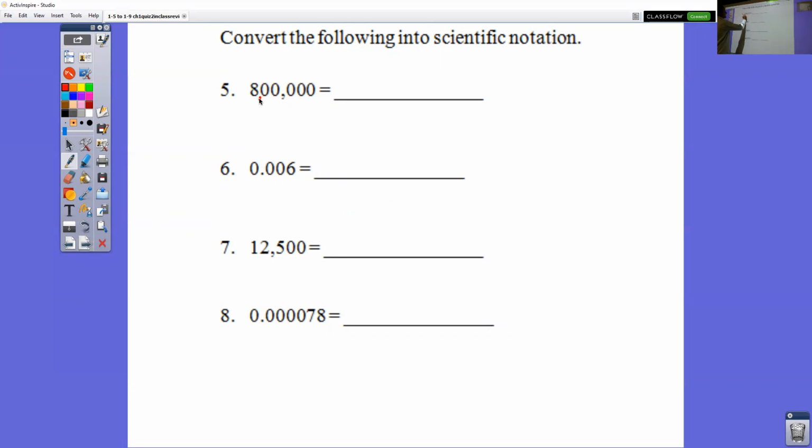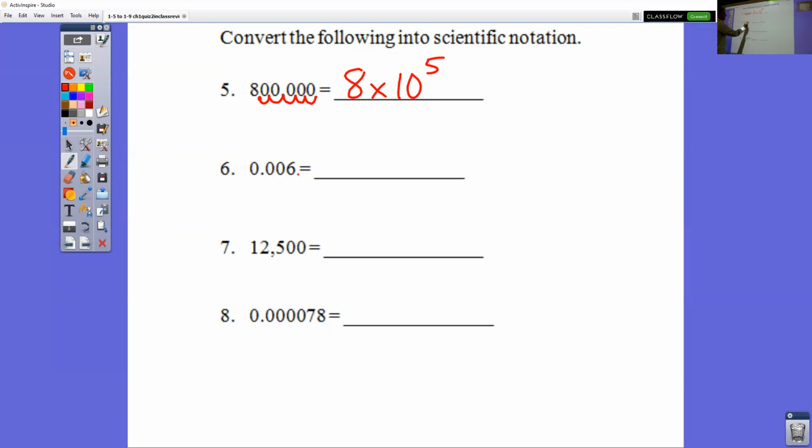So in question number 5, you're going to put a decimal point after the 8, write that number down in front of the times 10, and now you're going to count 1, 2, 3, 4, 5 places to get to the end. So we have times 10 to the 5th power.